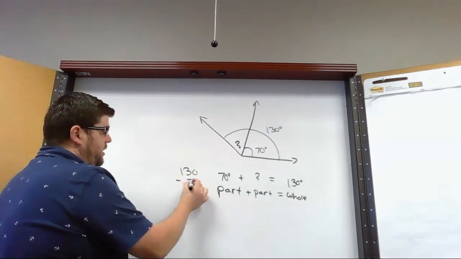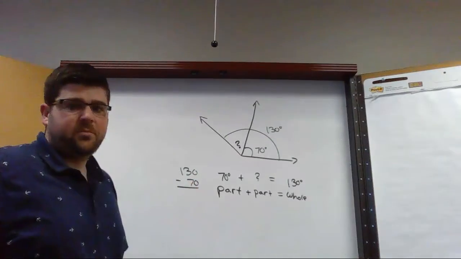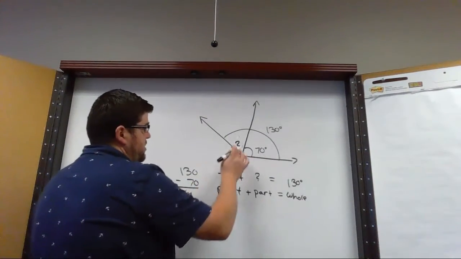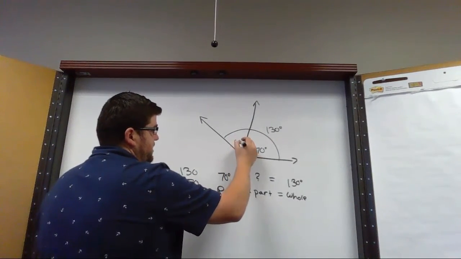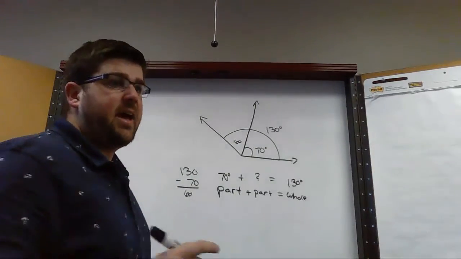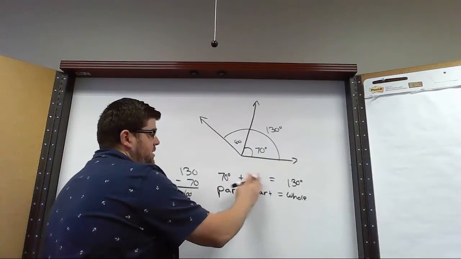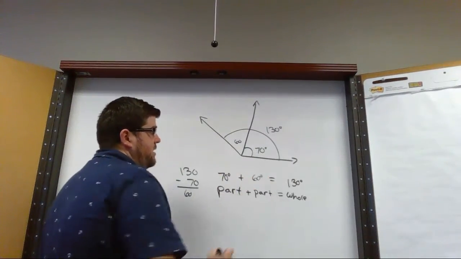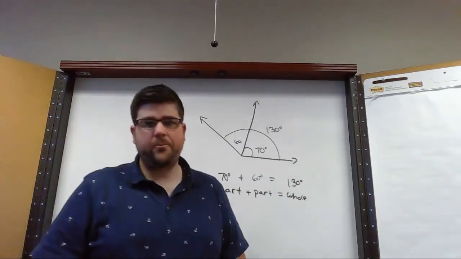I would do 130 minus 70, and that equals 60. So that means that this angle measure is 60 degrees, and I can check that by going 70 plus 60, and that equals 130.